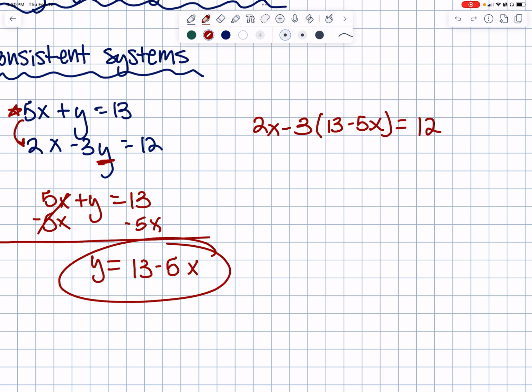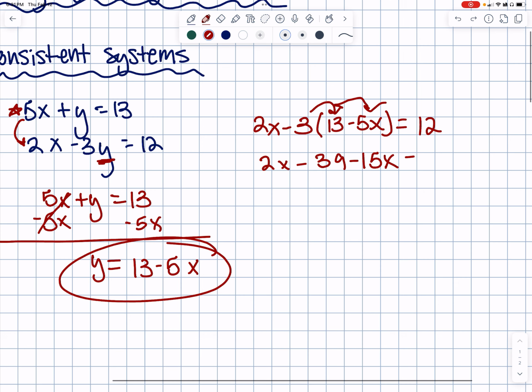Okay, so we're going to distribute. I'm going to distribute that negative 3 into 13 and into 5x. So let's go ahead and do that. So go ahead and rewrite the equation. 2x, so negative 3 times 13. Can you tell me what that is? It's negative 39, okay? Negative 3 times negative 5x is positive 15x, okay?